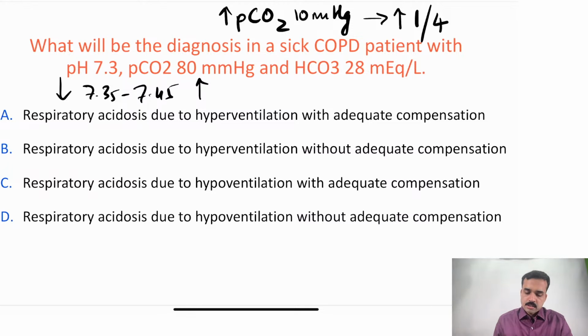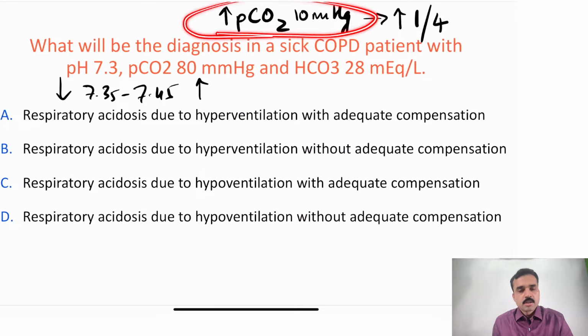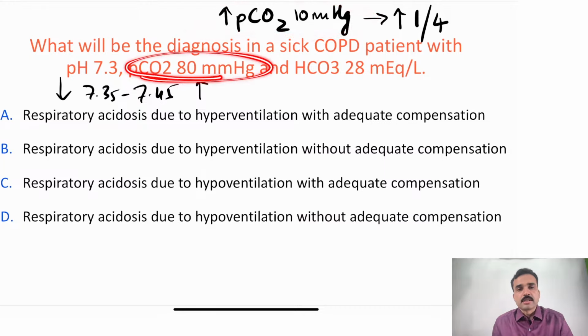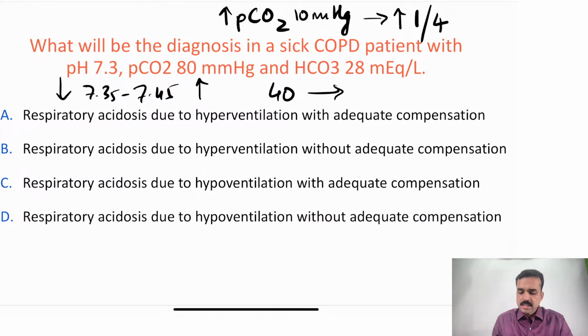So here the patient has developed respiratory acidosis with PCO2 jumping to 80. If the cutoff is 40, 80 minus 40, it has risen by 40. So for a rise in PCO2 of 40, we should have had a rise in bicarbonate by 4 if it was acute respiratory acidosis. If it was chronic, then it should have risen by 16. Correct? So in this case, it has risen by 4.